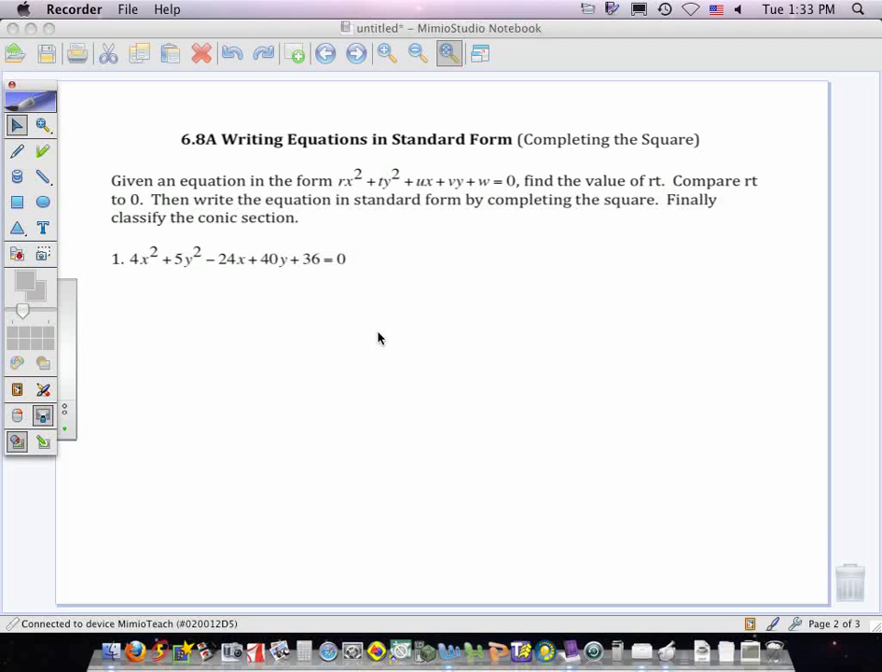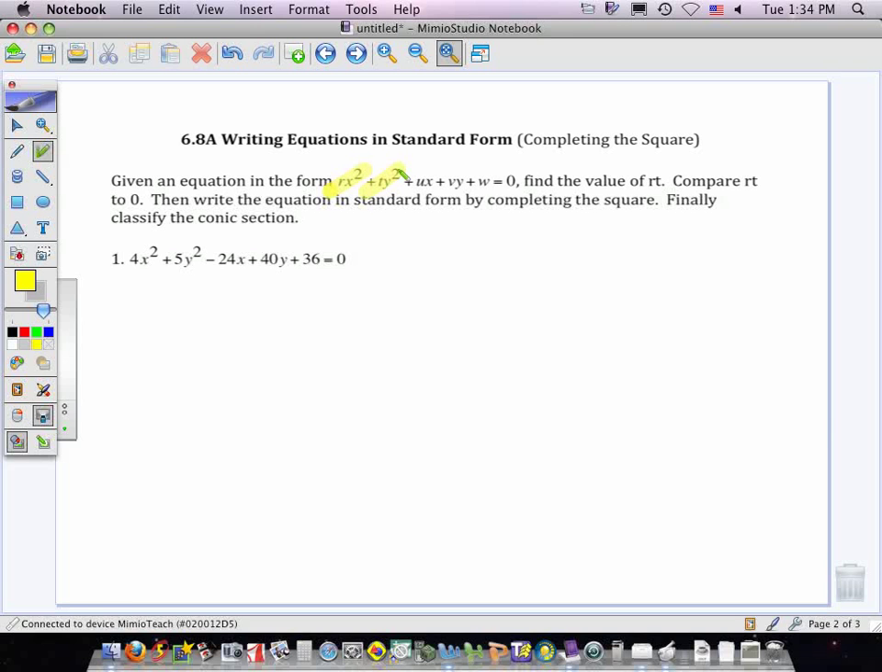First thing it says, give an equation. Your book uses this form: rx squared plus ty squared plus ux plus by plus w equals 0. The key to it is really the part where you have the rx squared and the ty squared. That's the part that's going to determine the type of conic section it is.